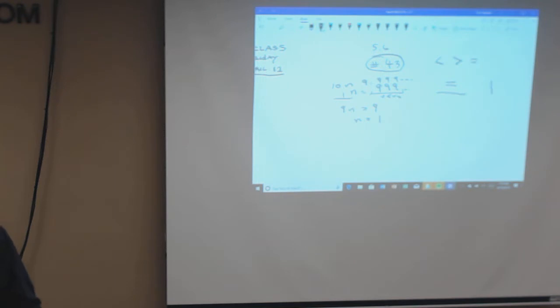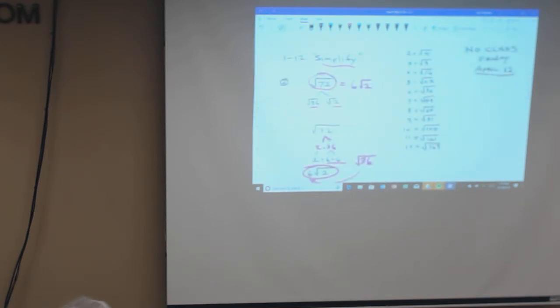Okay, today we're on page 309, topic 5.7, where it says to simplify as much as possible for problems 1 through 12.